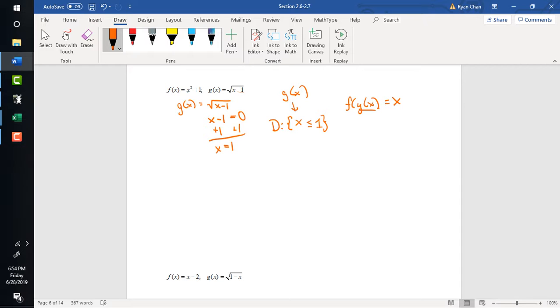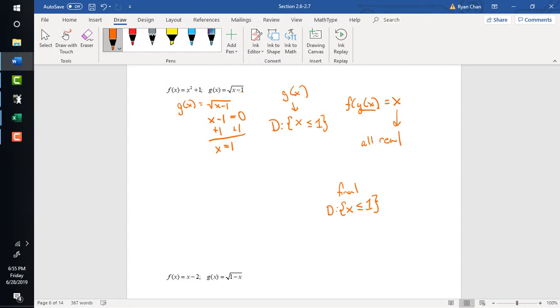Now, the nice thing for us in this case is we kind of dodged a bullet because my composite is x, and this one is all real. Okay? So there's no additional things that we exclude. Okay? So my final answer is going to be my domain x is less than or equal to 1.